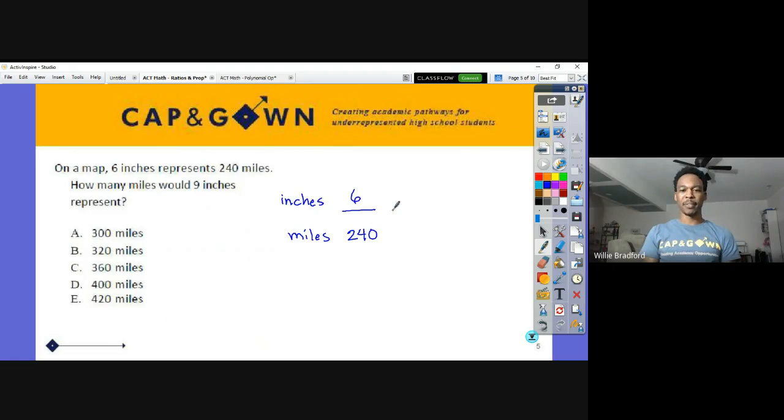Then I have how many miles would 9 inches represent? That's what I don't know. All right, I don't have anything that I can easily use a common multiple or a common factor. So I'm going to cross multiply. Cross multiply these guys, and I get 6x equals 9 times 240.